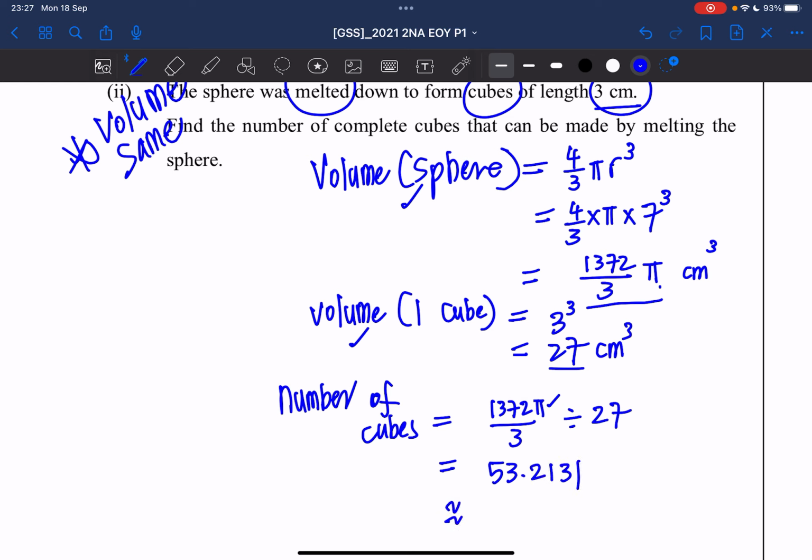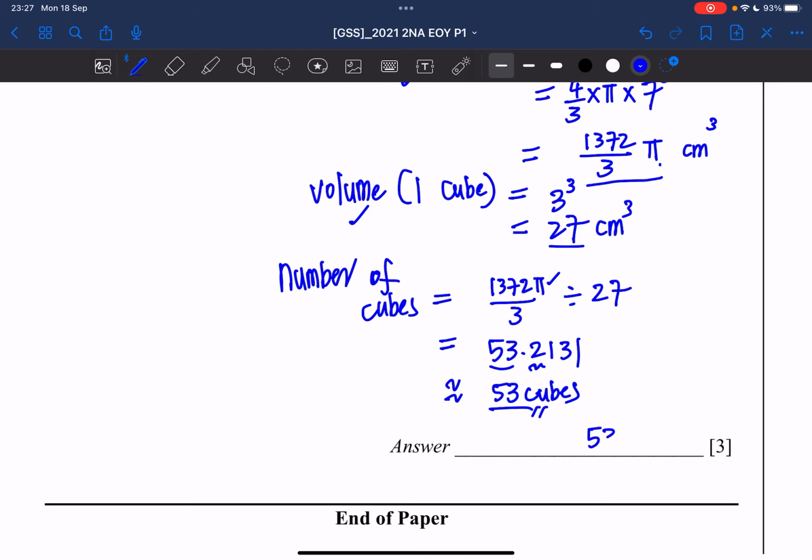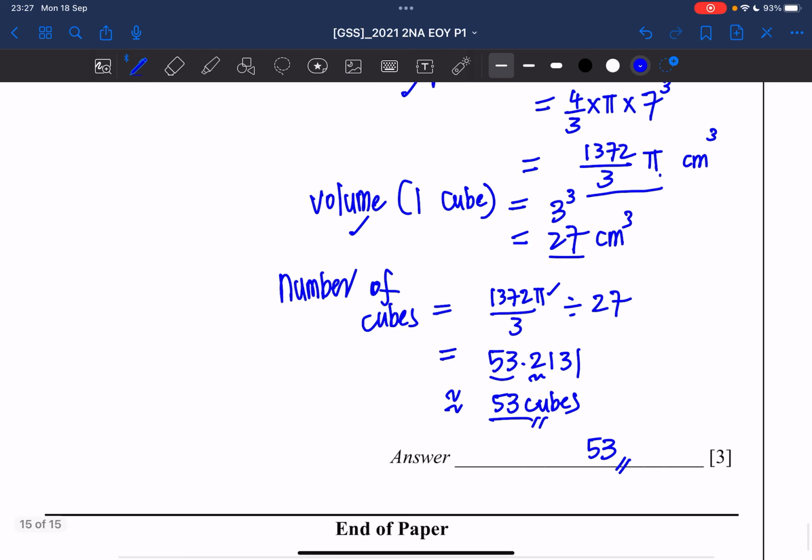So cubes must be a whole number, right? So we just take 53. 53 cubes. The question is, can I round up to 54? The answer is no, because not enough material. So answer here is 53. Okay, so that's all.